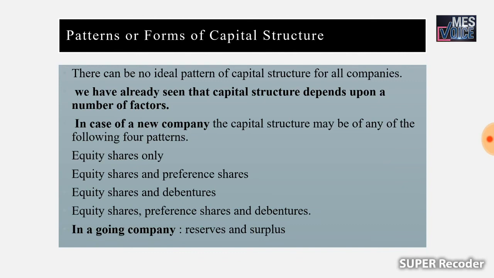Okay, in the case of a new company, capital structure may be in the form of one of four patterns. First one is equity shares only. Some companies may depend upon equity shares and preference shares. Others may be with equity shares and debentures. And some other companies may have financial plans with all three: equity shares, preference shares and debentures. Okay, all these are in the case of a new company. If it is an existing company or a going concern, reserves and surpluses also constitute a major part of the capital structure. Okay, all these are the different forms of capital structure.